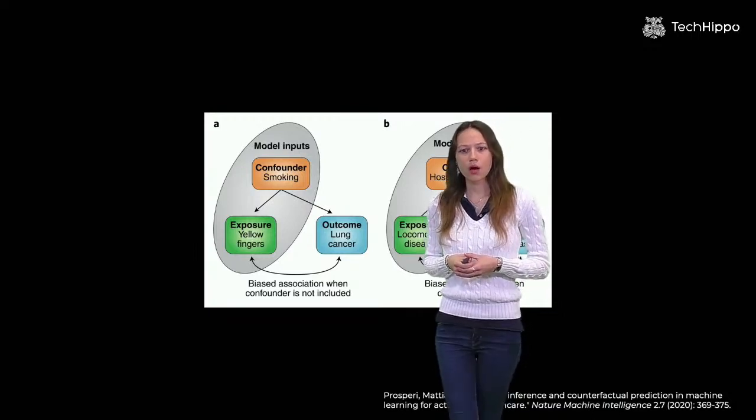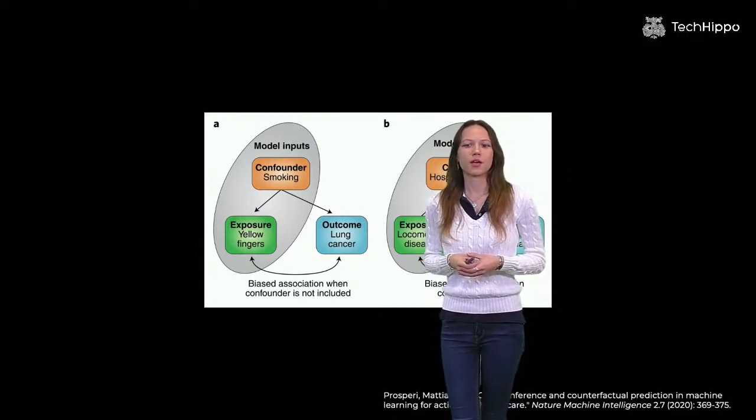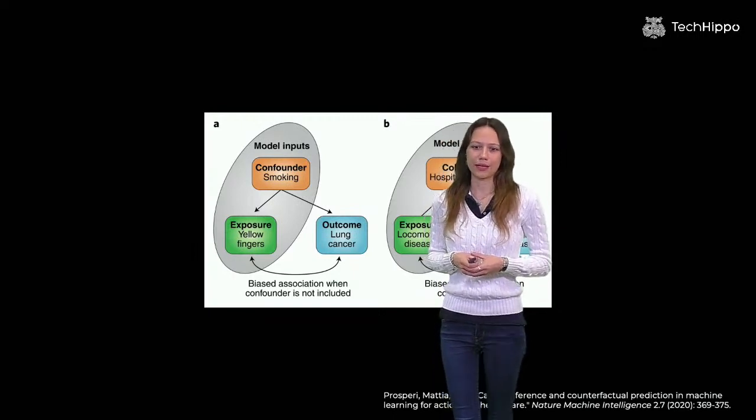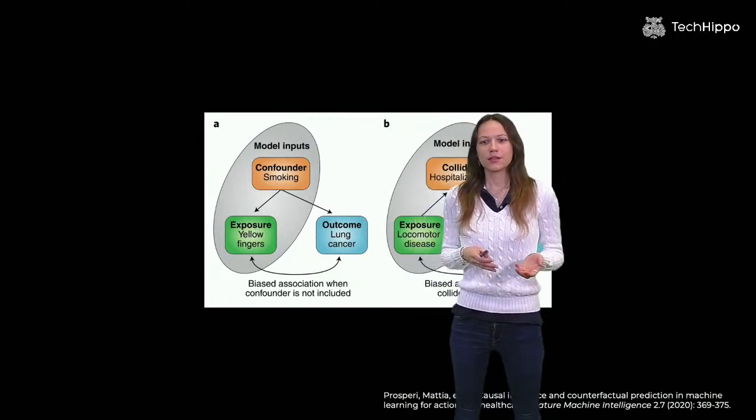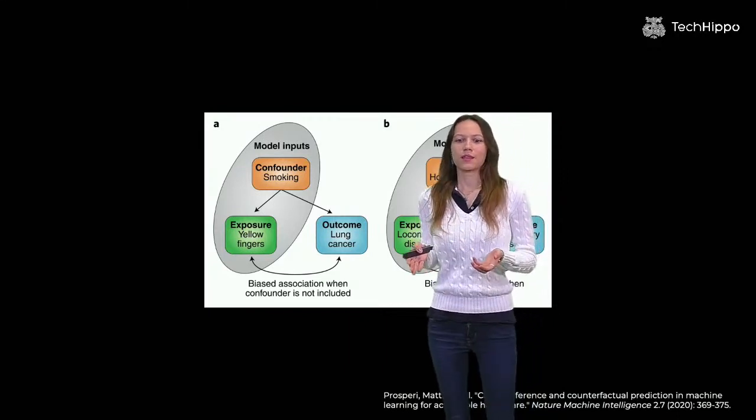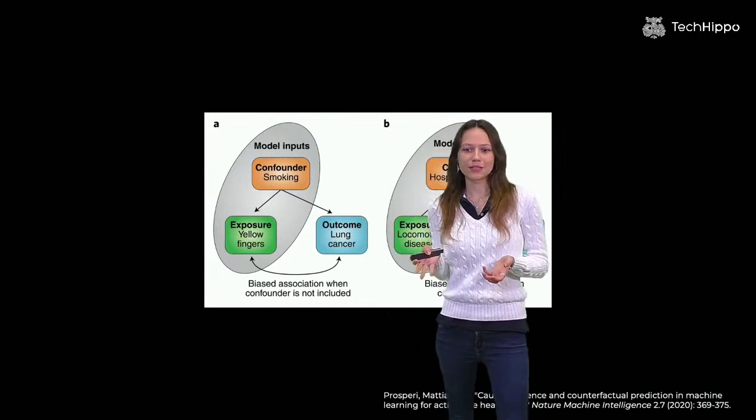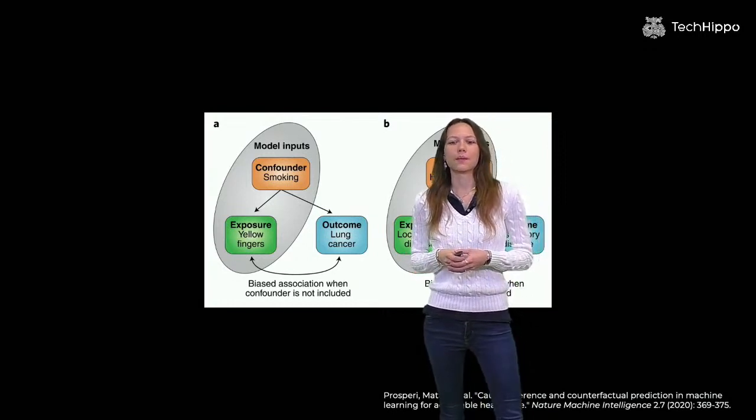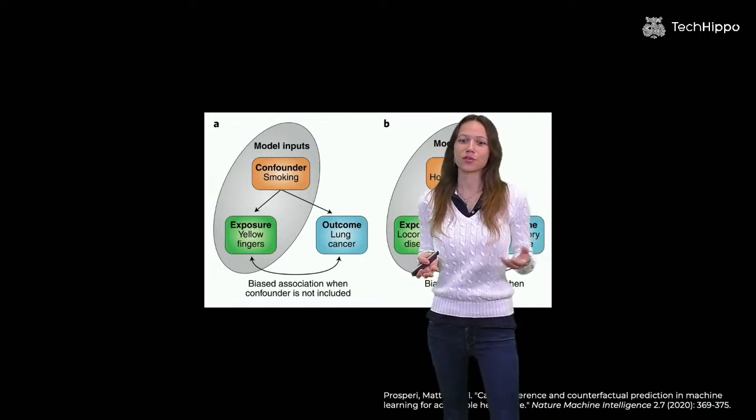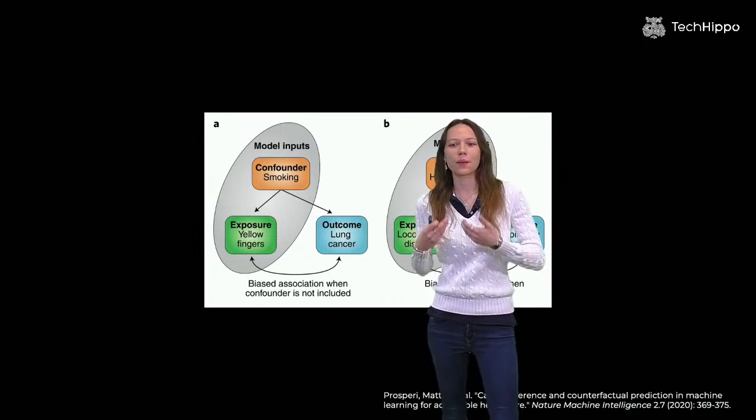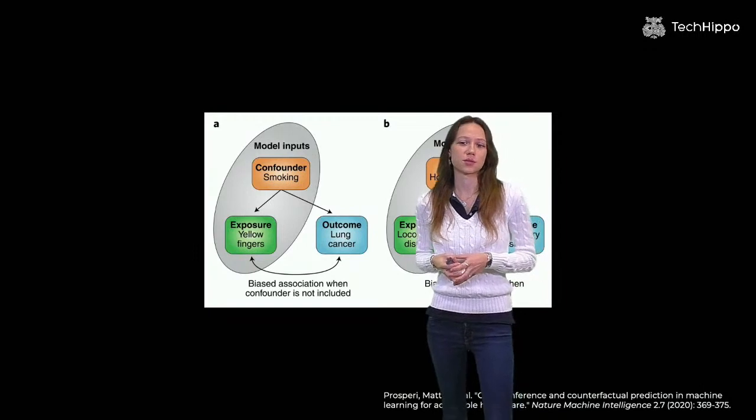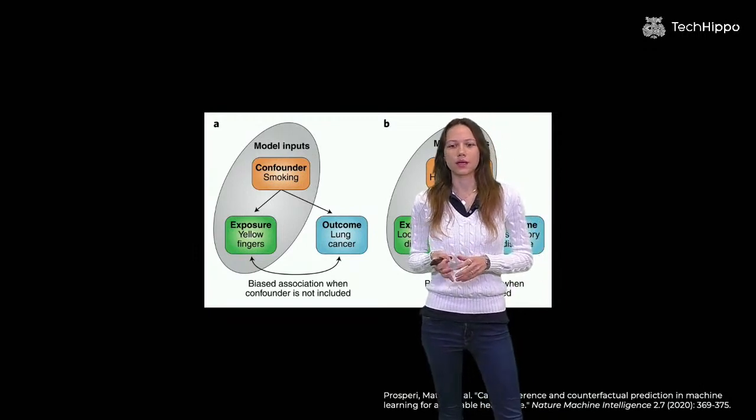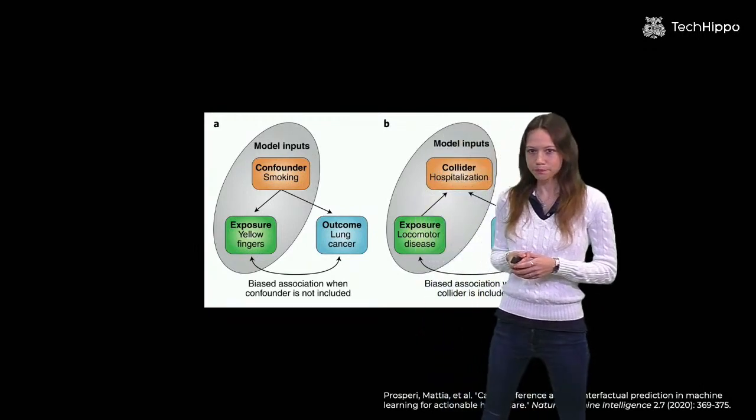Smoking causes, on one hand, yellow fingers. On the other hand, it can also cause lung cancer. When the AI now predicts that yellow fingers lead to lung cancer, this is a correlation but not a causality. So when you want to heal lung cancer, it doesn't help to clean your fingers, but you have to go back to the confounder, to the original cause of lung cancer, which is smoking. And this is something that could be problematic here.